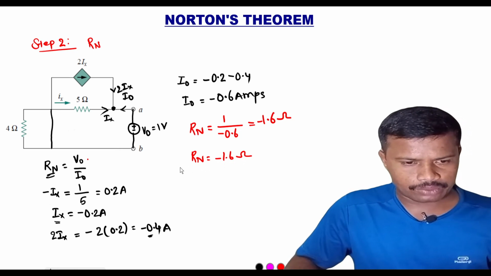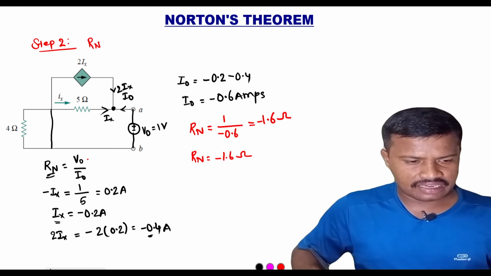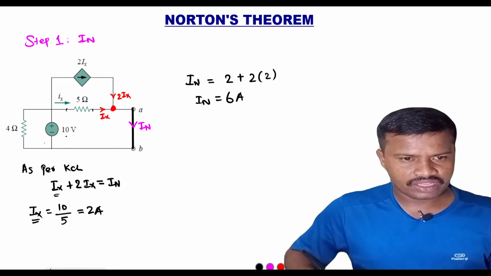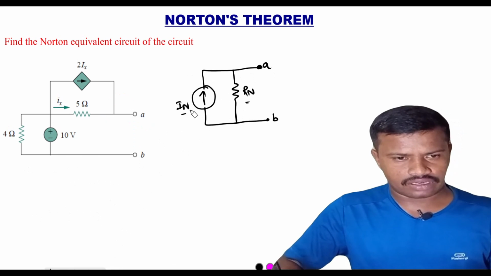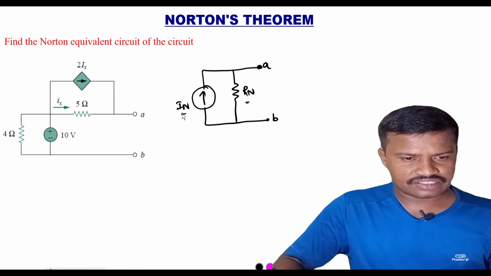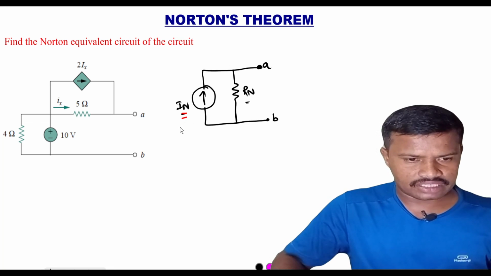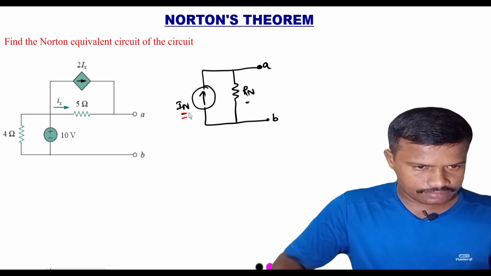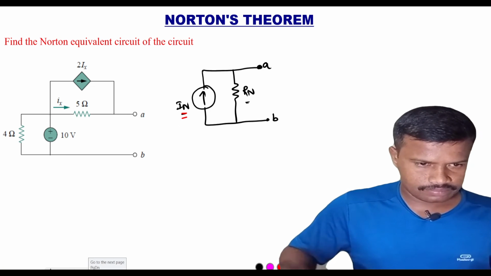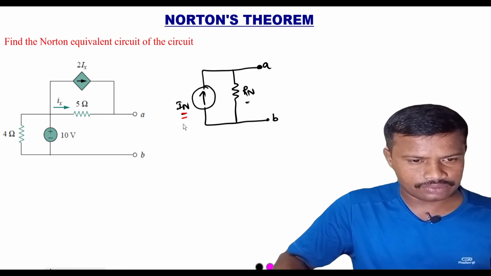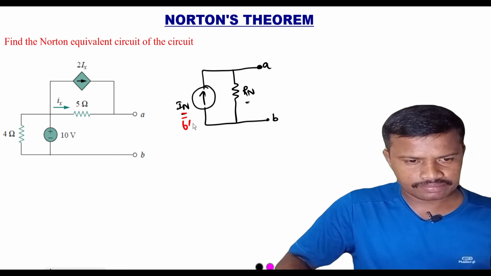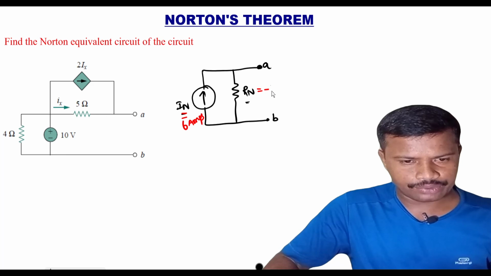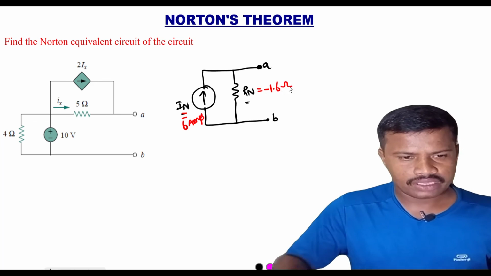Now we have found the value of Rn and the value of In. Now we will draw the Norton equivalent circuit. So the value of In is equal to 6 amps and the value of Rn is equal to negative 1.6 ohm.